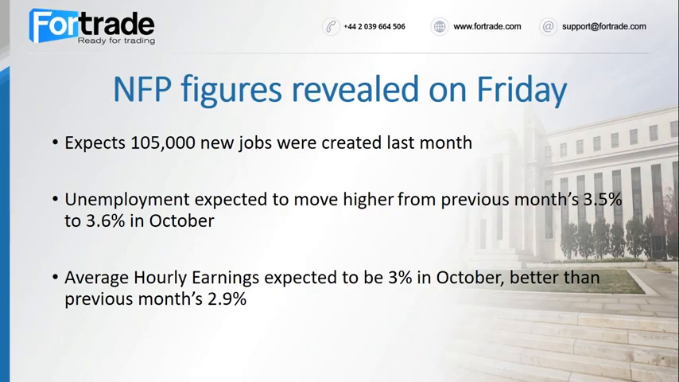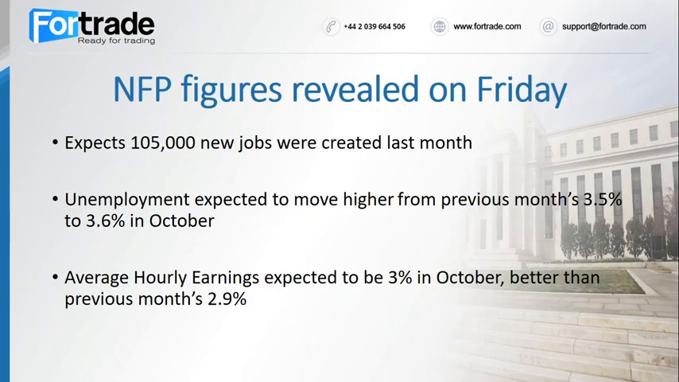It's expected that October's figures will show that 105,000 new jobs were created last month. Unemployment is expected to move from last month's 3.5% to 3.6% in October. Average hourly earnings are expected to be 3%.